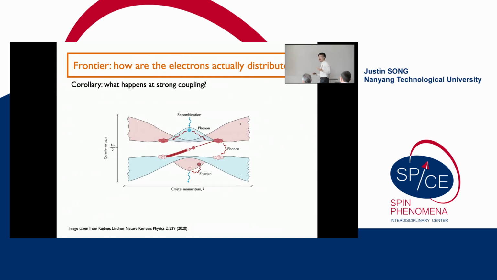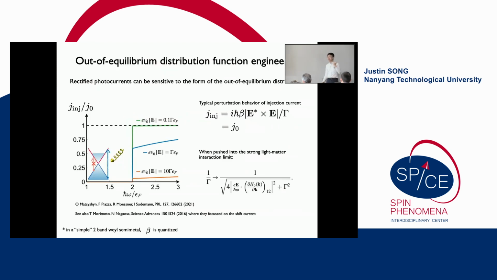and as we know, the out-of-equilibrium distribution function really changes responses, right? So one big frontier is how the electrons are actually distributed, what happens at strong coupling. And to drive this point home, let me look again at the injection photocurrent.